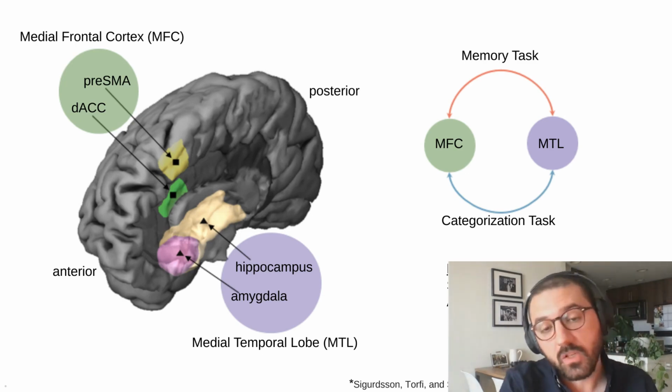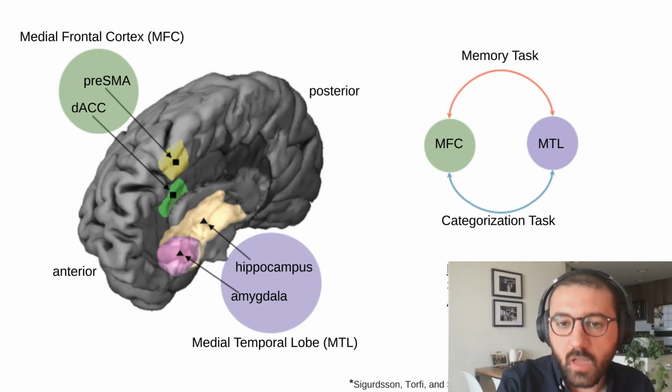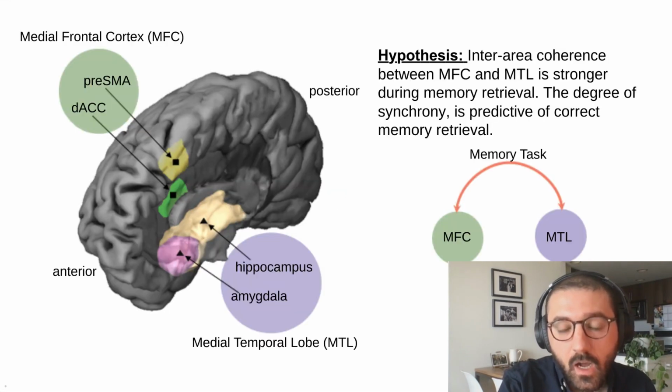Now, in addition to their scientific interest in this pathway, this communication between medial frontal cortex and the medial temporal lobe, there's a lot of clinical interest in this particular pathway, since it's being implicated in a variety of mental disorders, including schizophrenia and Alzheimer's disease. Our hypothesis in this particular study is that this pathway and the communication between these two areas is upregulated when the subject is performing a memory task.